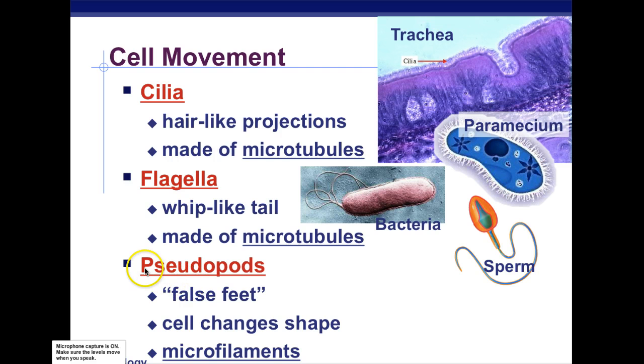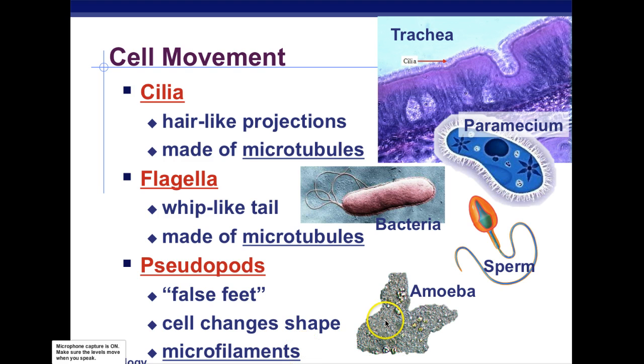Pseudopods, which quite literally means false feet, so pseudo, false, and pods, feet. The cell changes shape using microfilaments and actually creates these little extensions shooting off of the cell, which are called pseudopods. So here's a pseudopod here, here's another one here. This is a little microorganism called an amoeba. Here's a cartoon depiction of that same amoeba, and these little outcroppings are the pseudopods.